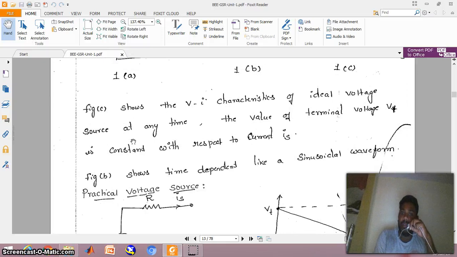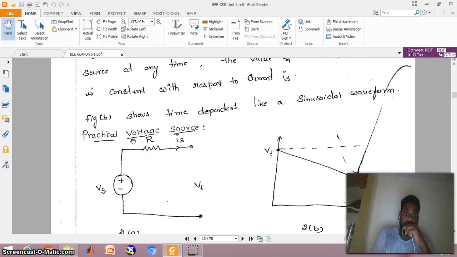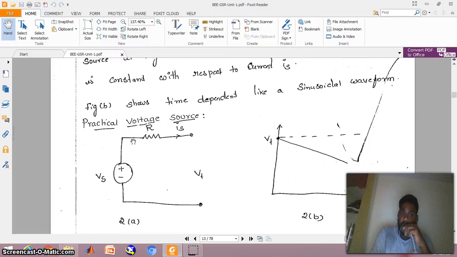At any time, the value of terminal voltage Vt is constant with respect to current Is. Current Is depends on the load, but at any load, the terminal voltage Vt is constant. Figure B shows a time dependent source, like a sinusoidal waveform.